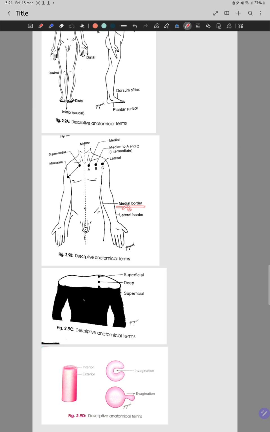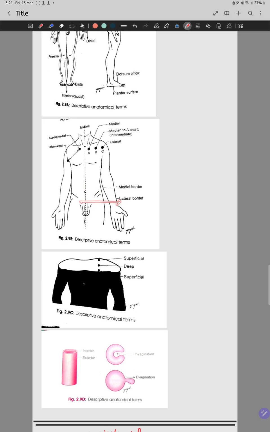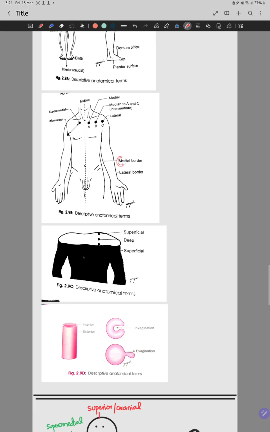When coming to the medial border, what I have said is that it is near to the midline. This is near to the midline, so it is a medial border, and this is a lateral border, which is away from the midline. M for medial, M for midline. These both are near, these both are friends. Towards the midline is the medial, and away from the midline is the lateral. Superomedial is up and towards the medial side. This one is down and away from the midline, so it is inferolateral. Just divide the words: supero-medial, infero-lateral.